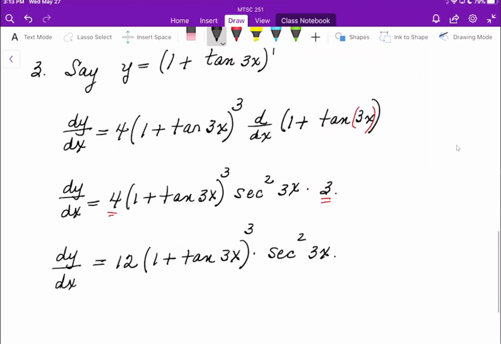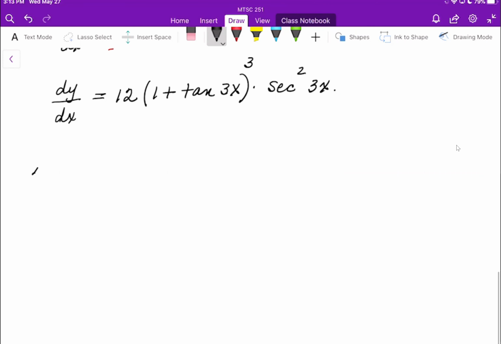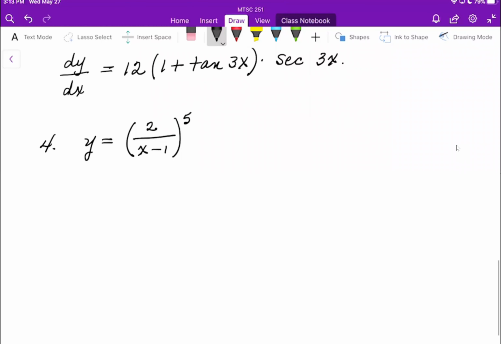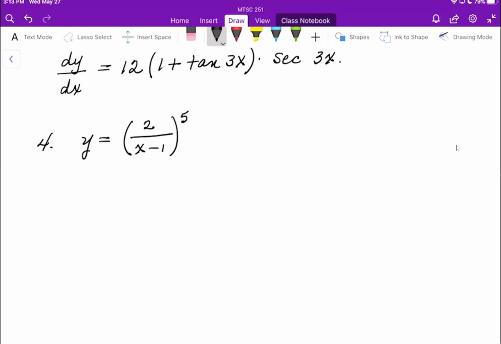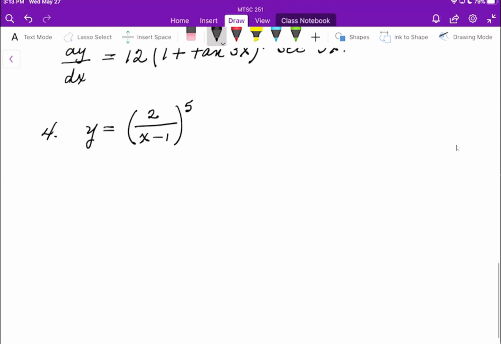Next problem, we have y is equal to (2/(x - 1)) to the 5th power. So as we can see, our outside function is something to the 5th. So we're going to do this problem two different ways.